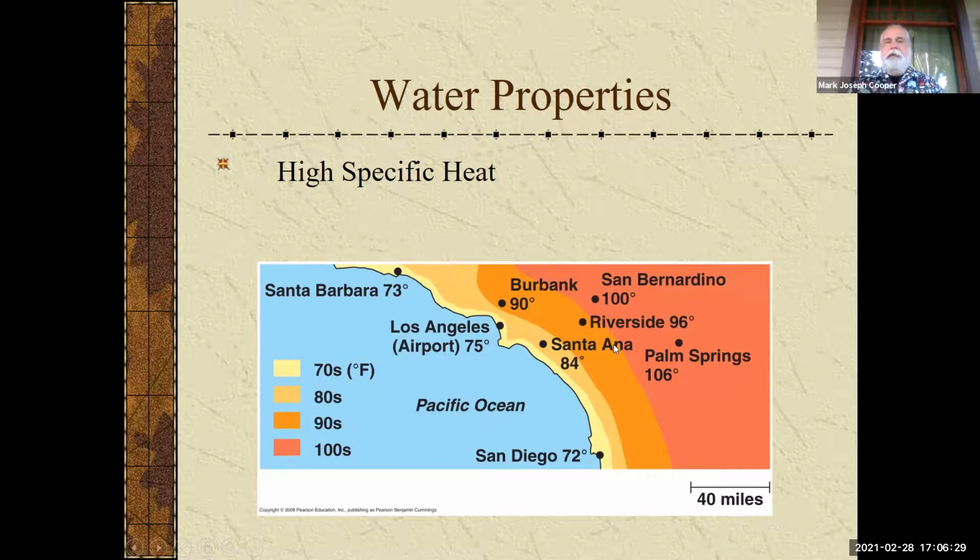But what's happening is, this is a big heat sink. So some of the energy from the sun is being used to heat up the ocean. Now the ocean's not heating up very quickly because it's so huge, but that heat then is not in the air. Now notice if you go out to Palm Springs where there isn't any water, there is nothing to take out that heat. And so those temperatures get up into the upper hundreds.